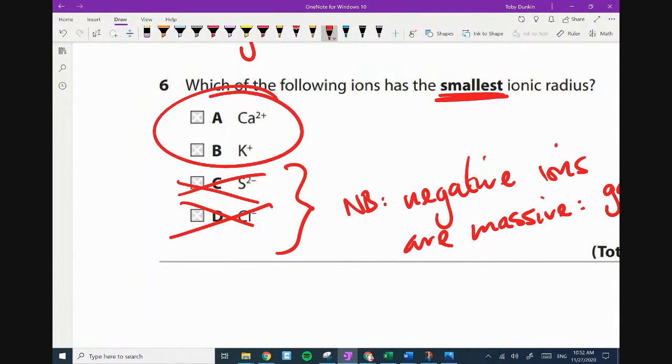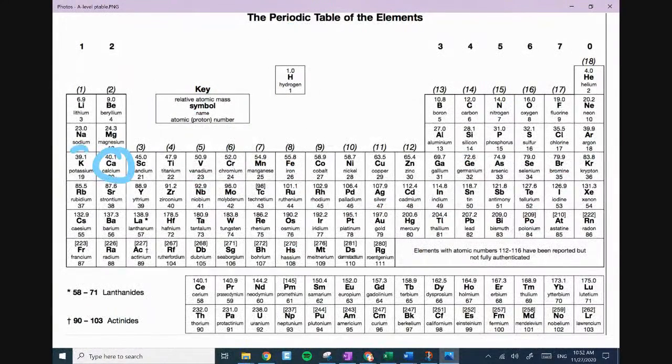But now we need to look at these ones. Calcium 2+ and potassium +. Let's have a look. Right, calcium and potassium. So they have the same shielding. They're both becoming argon. K+ and Ca2+ are both argon configurations.